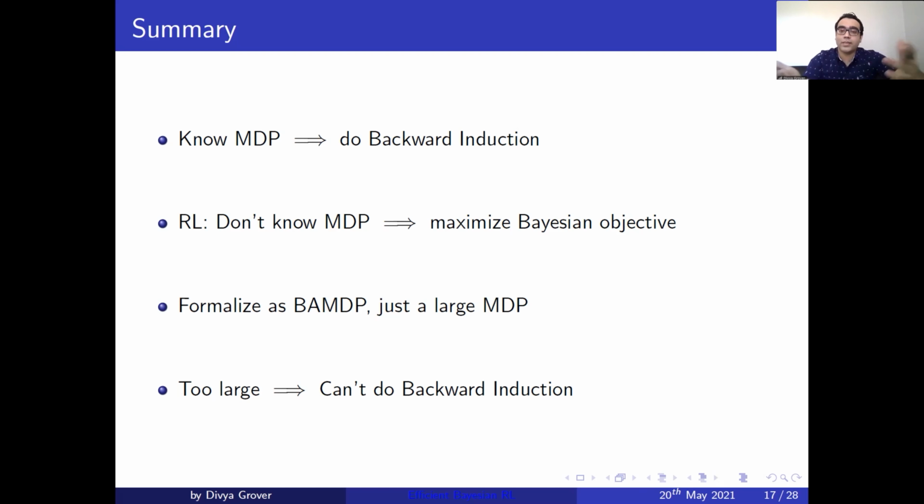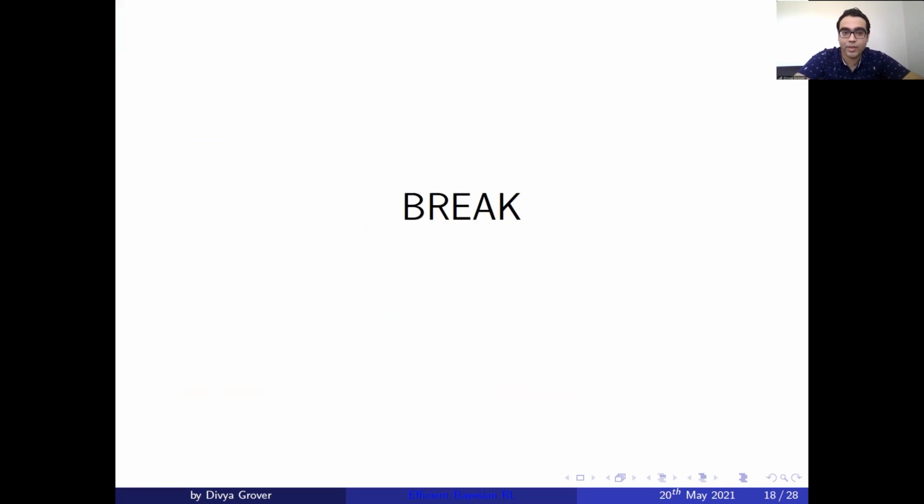But then what is the research all about? In practice, you cannot do backward induction because the branching factors are too large. So computationally, that's the problem, and that's where most of the papers in Bayesian reinforcement learning are. So I can take a small break, and you can ask me questions, because if you're clear, then I can go on to the current state of the art.